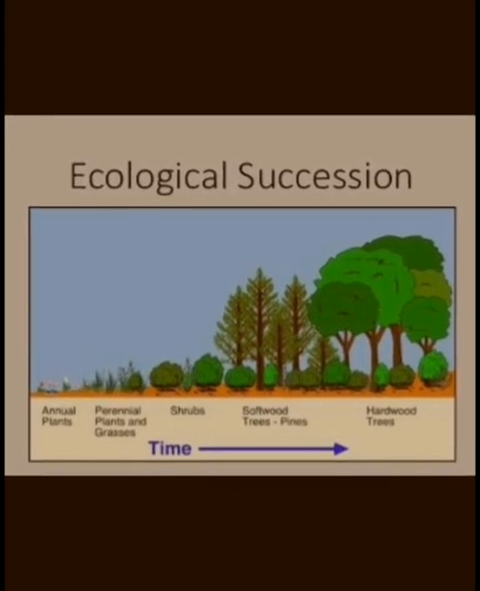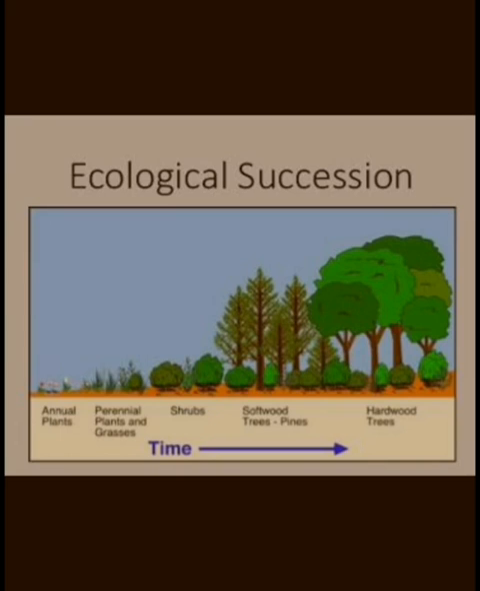Here you can see a picture which is depicting the overall idea of ecological succession. Time is moving forward from the left hand side towards the right hand side, and you can see the increase in the number and also the type of plants. Firstly, there were perennial plants and grasses mostly, then shrubs, and then softwood trees like pines, and after that hardwood trees, which are the largest ones.